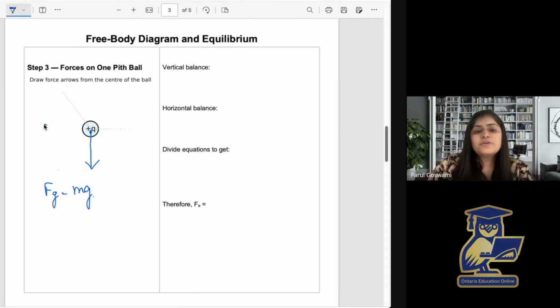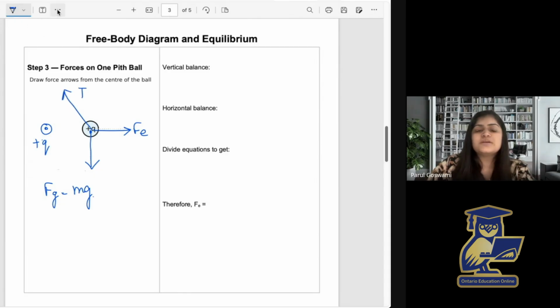Now we had the other pith ball which was also positively charged. This positively charged pith ball is going to repel this pith ball towards the east side. So this is going to experience a repulsive force from the other pith ball. Another force is going to be tension along the string with which this pith ball is connected. So I'm going to draw the force tension.